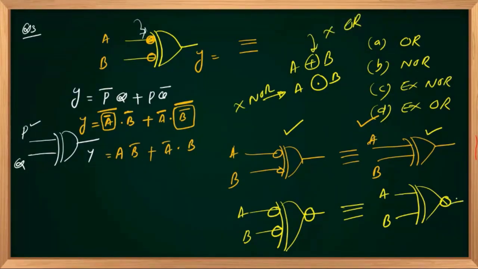So if you are bubbling both inputs of an XNOR gate, then the gate will be the same as XNOR, no change. Right? Please remember this. In the case of XNOR and XOR, if you're bubbling both of its inputs, the property will be the same as XOR and XNOR. Doesn't matter. Right? Clear? Okay.